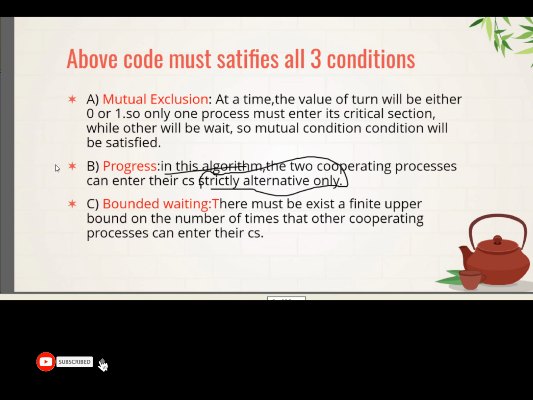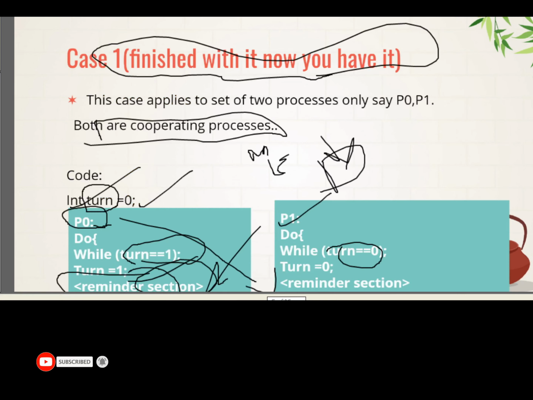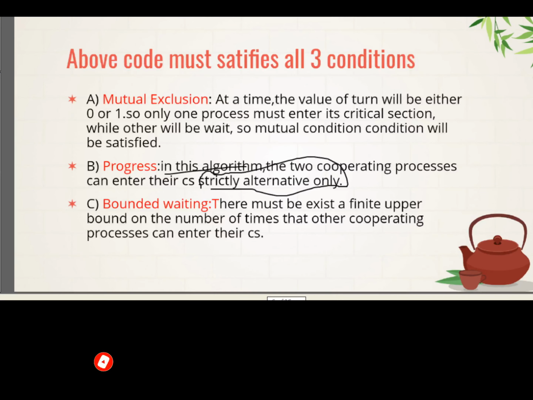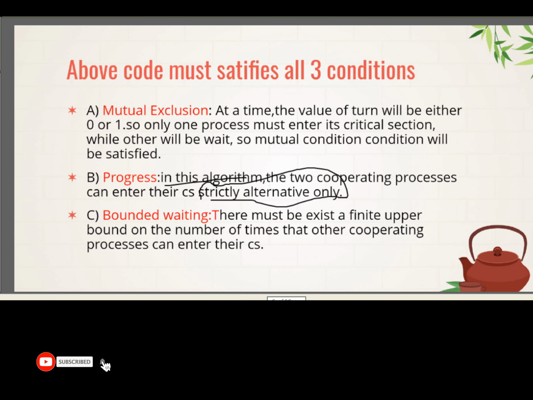Okay, so these are the basics. Now this third one is your bounded waiting. What does bounded waiting say? There must be a finite upper bound on the number of times other cooperating processes can enter their critical section. What does it mean?